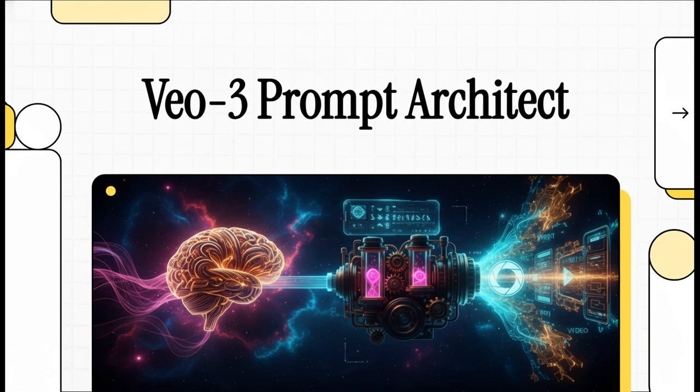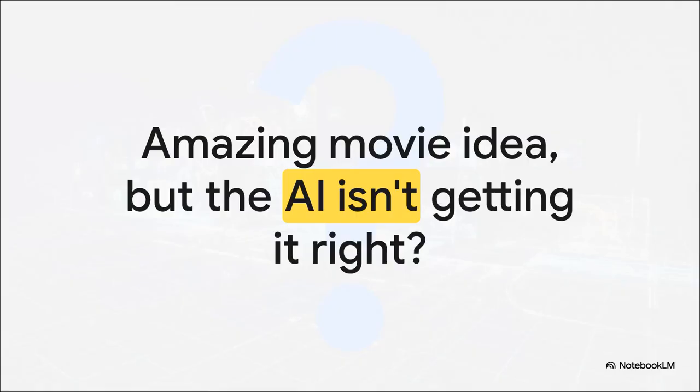Today, we're going to talk about a really cool tool that's built to close that gap between your big creative ideas and the kind of complicated world of AI video. It's called the Veo-3 Prompt Architect, and, well, it's pretty much like having your own personal AI film director in your pocket. Have an amazing movie idea in your head, but the AI just isn't getting it right? I think we've all been there.